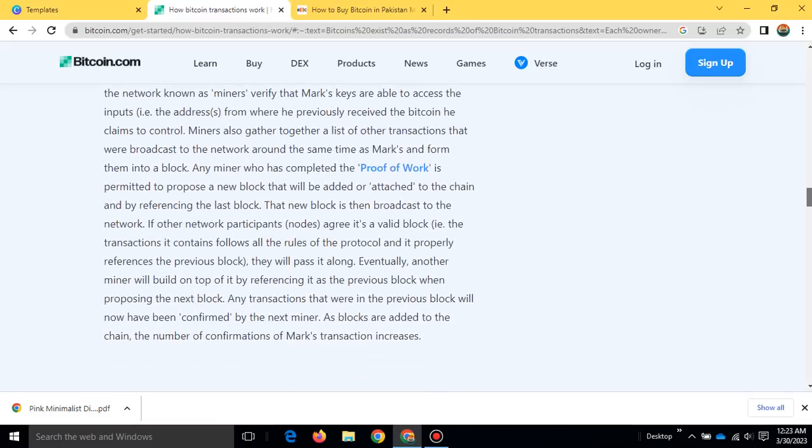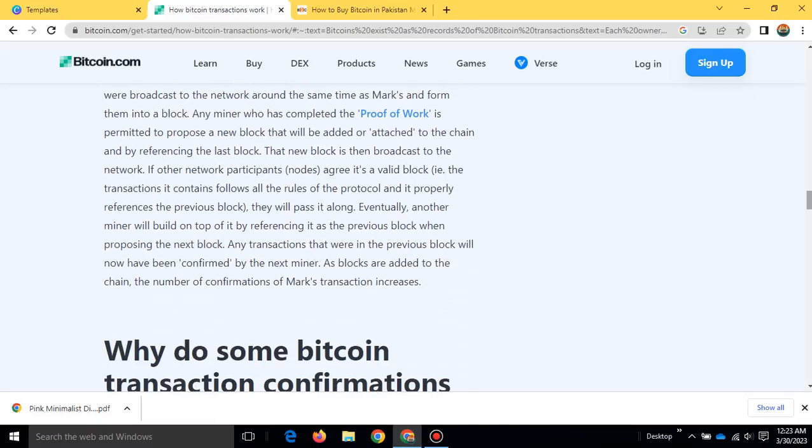Eventually, another miner will build on top of it by referencing it as the previous block. When proposing the next block, any transactions that were in the previous block will now have been confirmed by the next miner. As blocks are added to the chain, the number of confirmations of Mark's transaction increases.